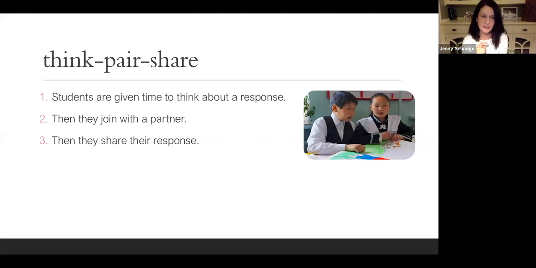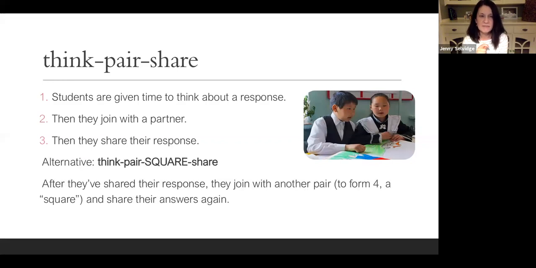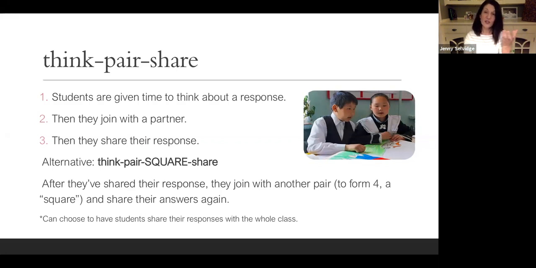One alternative, in the next click, is to do a think, pair, square, share. So each partner, they talk to each other and then they join with another pair to form 4, so a square, and then they share again. So it's just giving them another chance to say what they first said to their partner. So again, it's just practice and practice. And then the last click, you can also choose to have someone in the group be the speaker and share what they said with the whole class. So there's variations here of how you could do this.